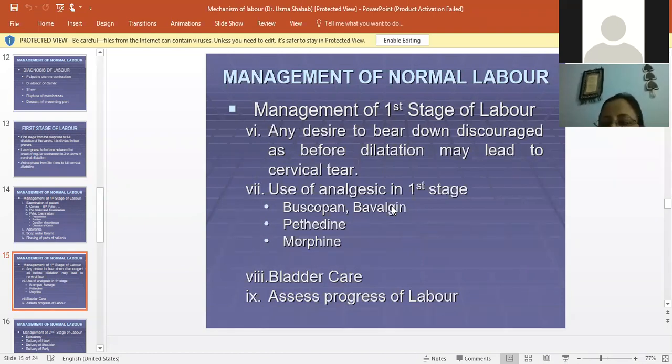Now, if the patient complains of pain in the first stage of labor, we can give Buscopan, pethidine, or morphine. We take bladder care and assess the progress of labor, and start making the partogram after 3 to 4 centimeters, when the cervix becomes 3 to 4 centimeters dilated. This is the graphical recording of the labor.